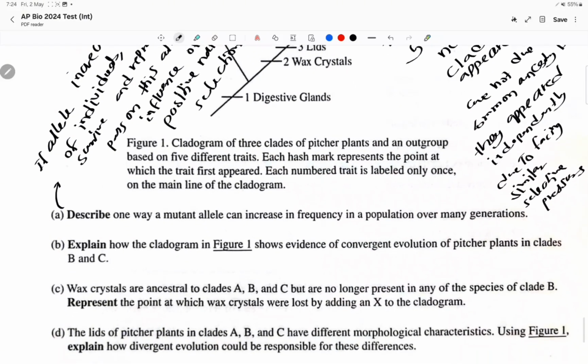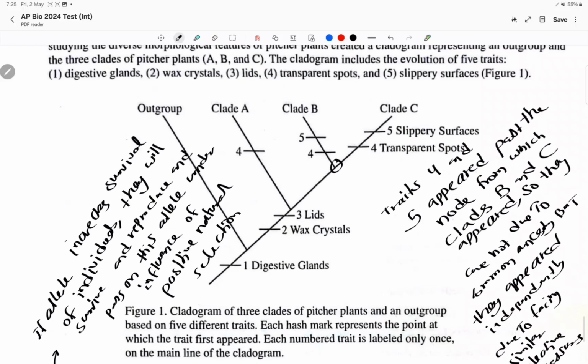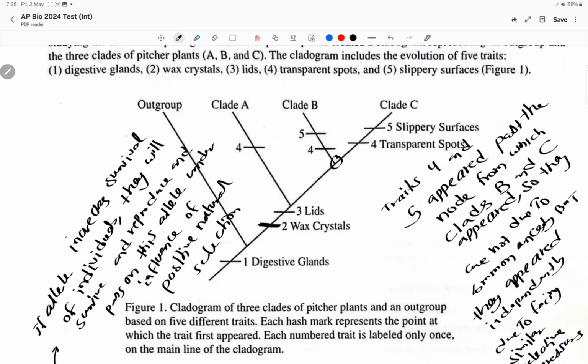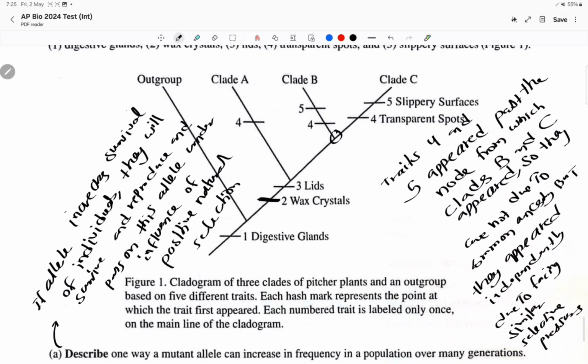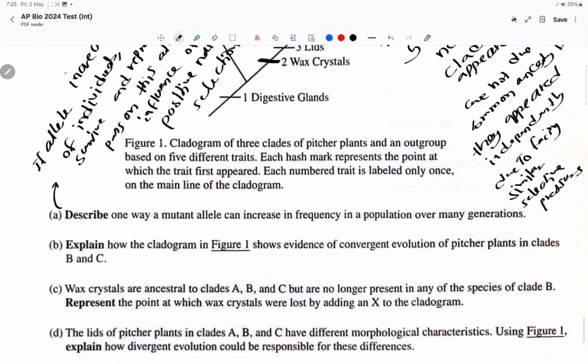Okay. C. Wax crystals are ancestral to clades A, B, and C. But they're no longer present in any of the species of clade B. If you look at clade B, there is no wax crystal. They appeared here, but they are no longer there in clade B. So that means they were taken out at some point. Represent the point at which the wax crystals were lost by adding an X to the cladogram.